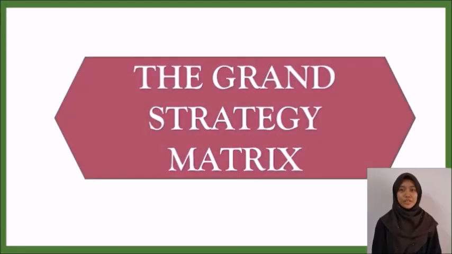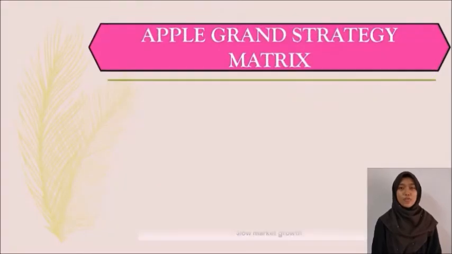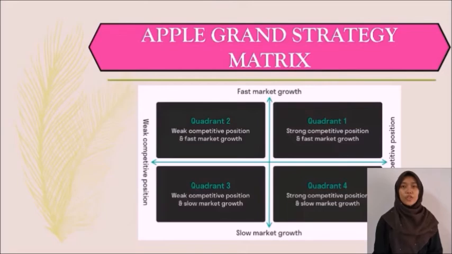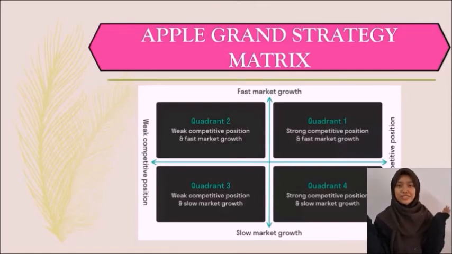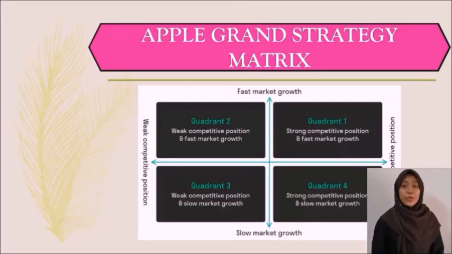Thank you. The last matrix in stage 2 is the Grand Strategy Matrix. This matrix consists of 4 quadrants, starting from quadrant 1, 2, 3, and 4. The x-axis is competitive position, which is from weak to strong. And the y-axis is market growth, which is from low to fast.